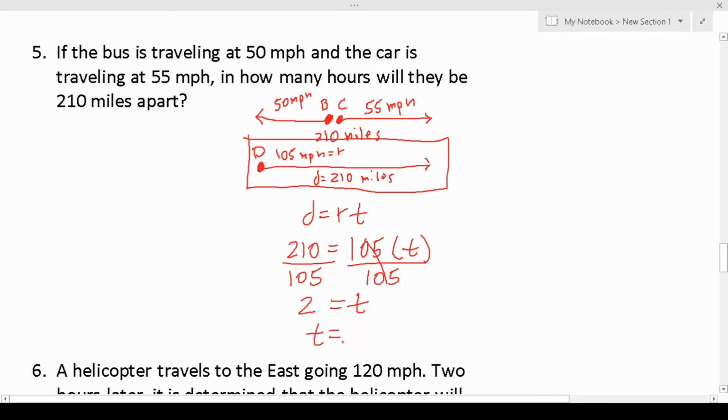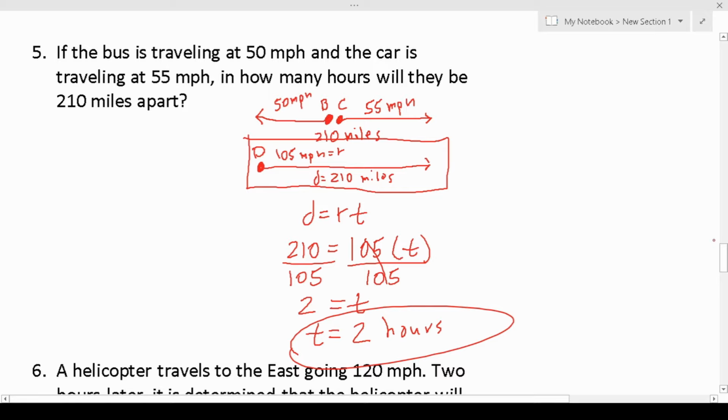Again, in math, it's customary to write the variable for which you solved on the left. So t equals 2. In other words, t is 2 hours, which means that it would take this bus and this car, if they're traveling in opposite directions, 2 hours to be 210 miles apart.